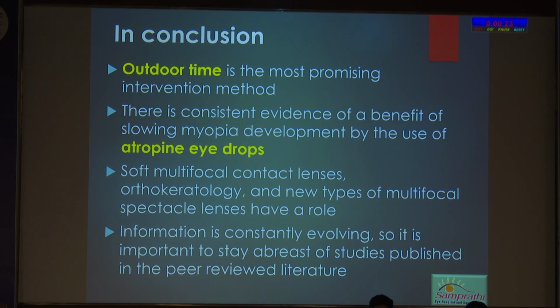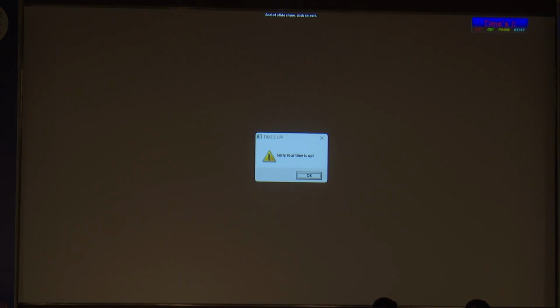In conclusion, outdoor time has been the most promising intervention for preventing the progression of myopia, and there has been very consistent evidence that 0.01% atropine gives excellent results, and other things like ortho-K can also be used. But most importantly, we have to keep abreast of the ongoing studies so that we know the latest and give the best to our patients. Thank you.